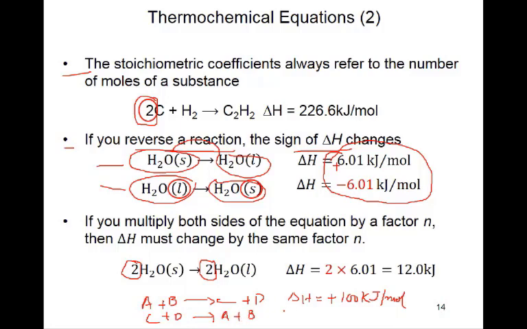When you reverse the equation, the sign of delta H will become minus 100 kilojoule per mole. So this is the meaning. So point 2 is finished. If you reverse the reaction, the sign of delta H will also be opposite, plus to minus, minus to plus.